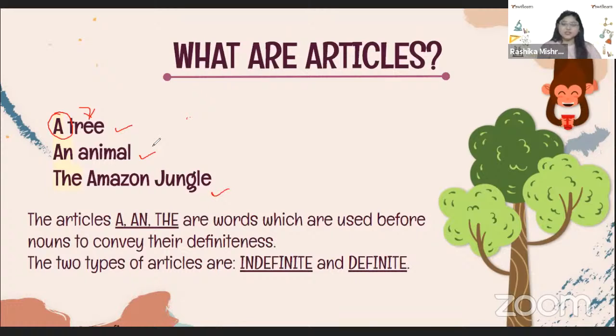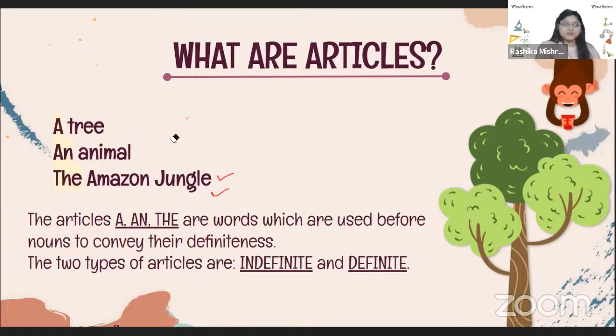Just please pay attention to this word, that here we are talking about a particular jungle. There are so many jungles, but here we are talking about a particular jungle, the Amazon jungle. That is why we have used the as an article here. Don't get confused. I hope you're getting my point, and if not, please let me know.